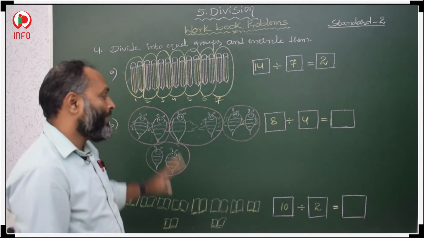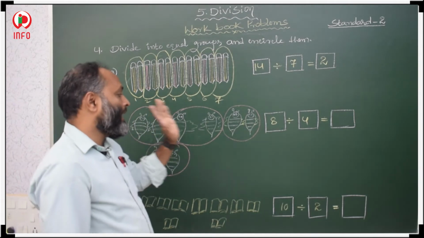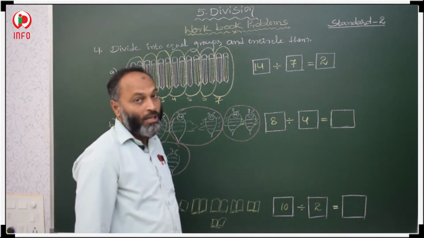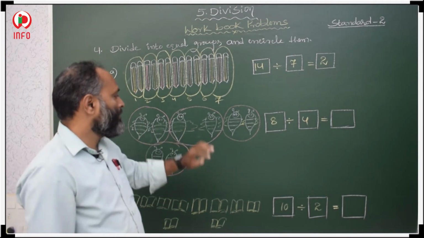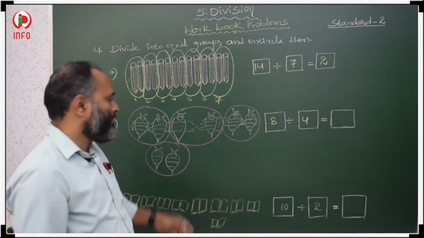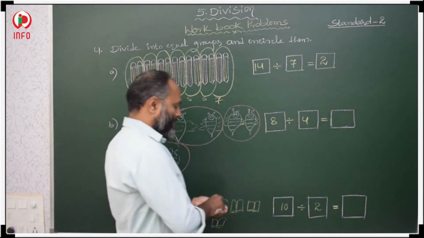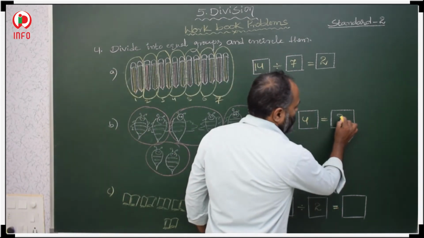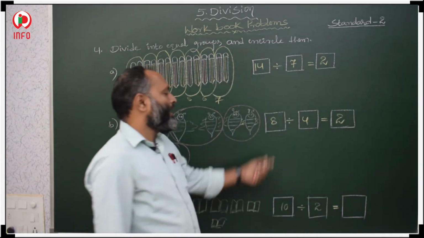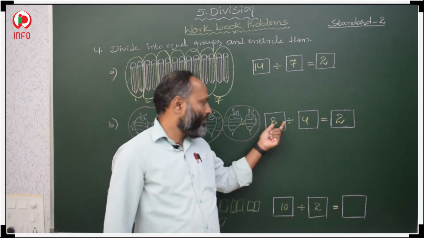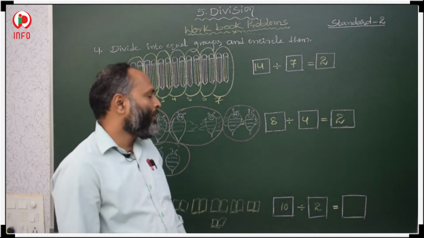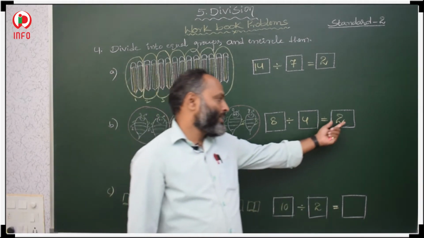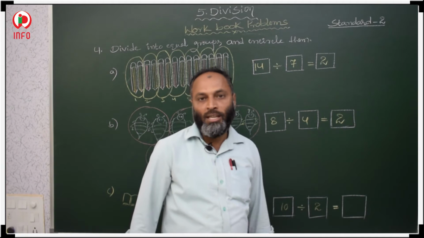In 4 groups, in total how many insects are there? 8. Then we are dividing equally into 4 groups. Then how many flies were there in each group? 1 2, 1 2, 1 2 and 1 2. 2 flies were there in each group, that we have to write. If a total of 8 flies were there, and we divide this 8 into 4 equal groups, then how many flies were there in each group? So we have 2 flies in each group.